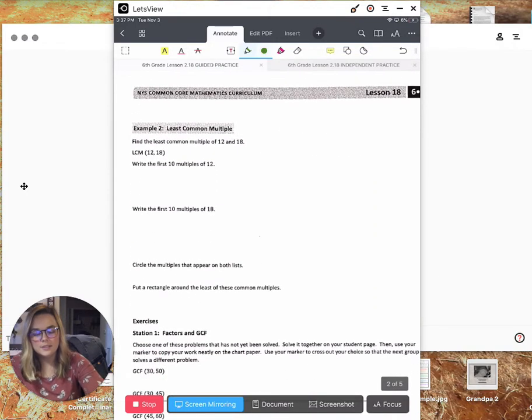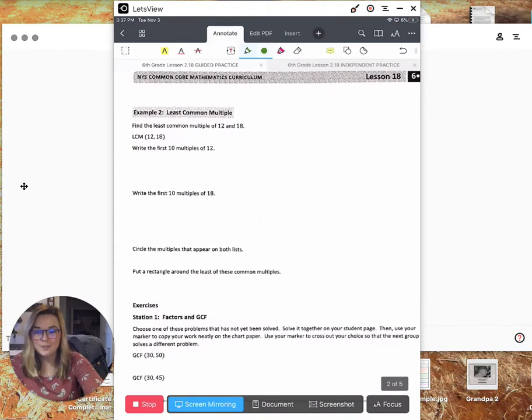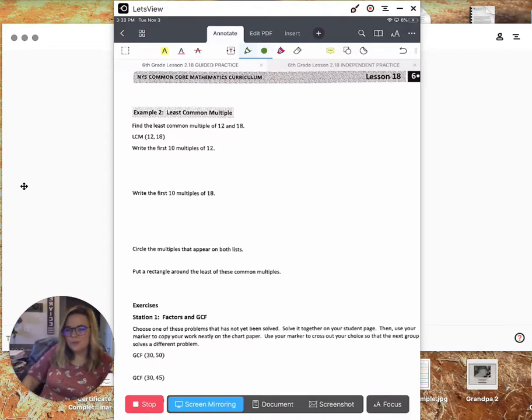Now let's look at the least common multiple. We're going to look at those same numbers again, 12 and 18, but we're going to find the least common multiple. We're going to list out some multiples of each of these numbers. It says to write out the first 10 multiples. We're not going to write out the first 10 because that is going to take a little while. If you want to write out the first 10, go ahead.